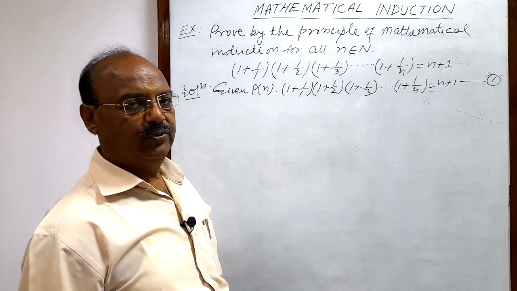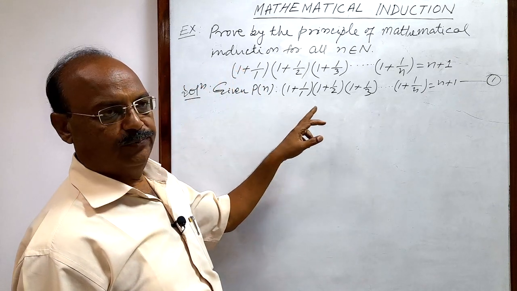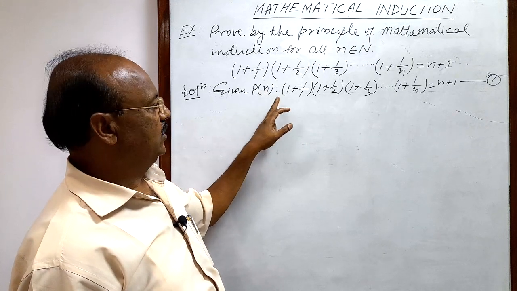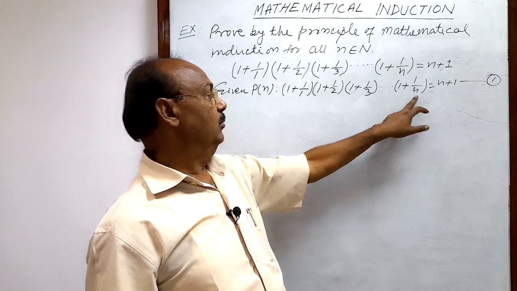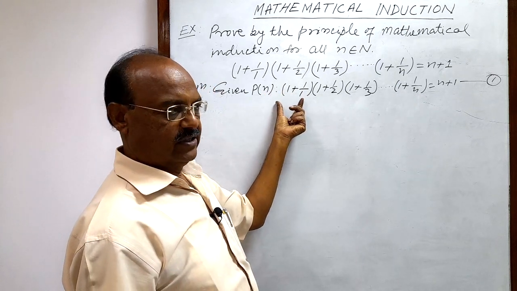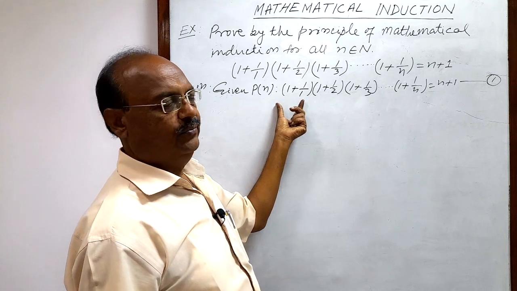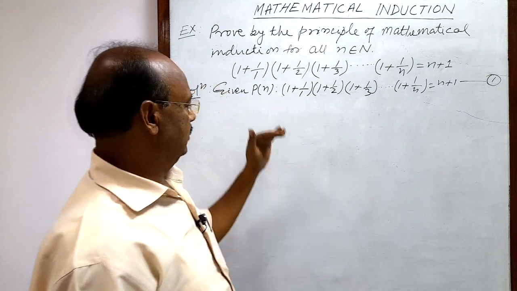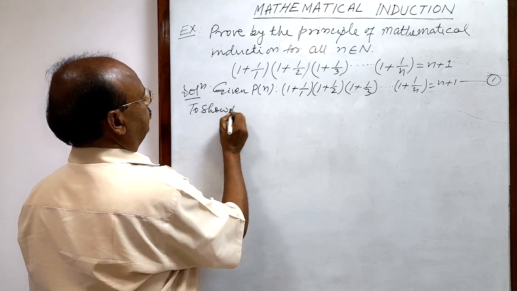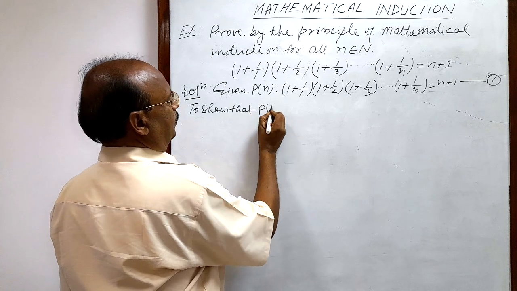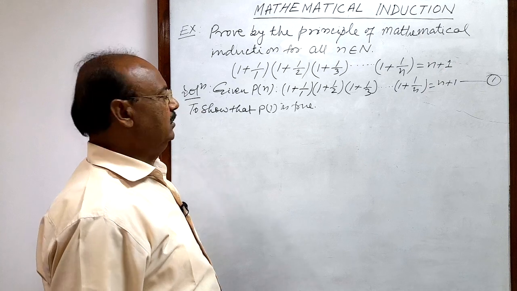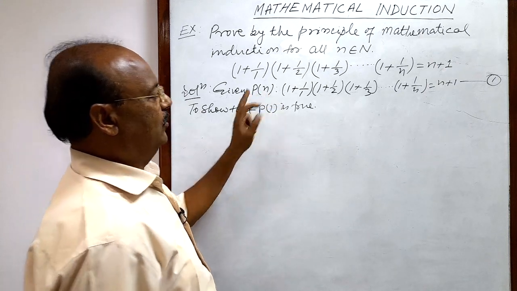First step, we have to show that P1 is true. We will get P1 by putting n equal to 1 here. Here the total number of factors is n, but whenever we put n equal to 1, we will take only one factor, the first factor, since n is equal to 1. So, let us take the first step here. We have to show that P1 is true.